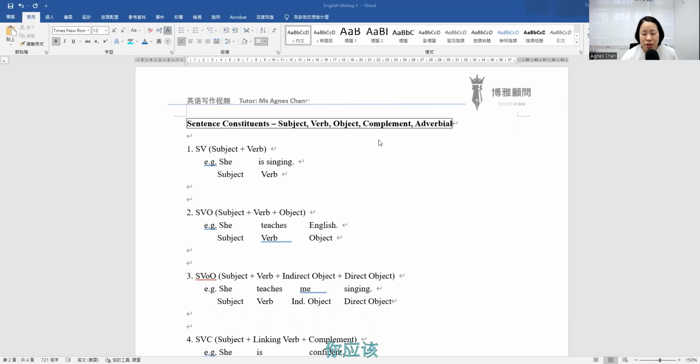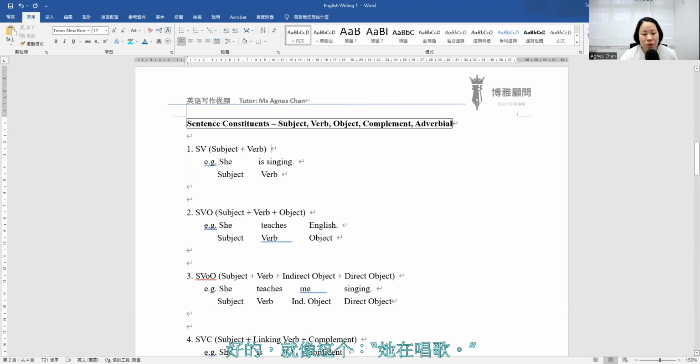You should be quite familiar with them, I guess. I hope so. Maybe we can have a look at these sentence structures together. The simplest sentence structure is the subject plus verb, what we call the SV structure. It could be quite simple, just like this one: she is singing. She obviously is the subject, and is singing is the verb. That would be an example.